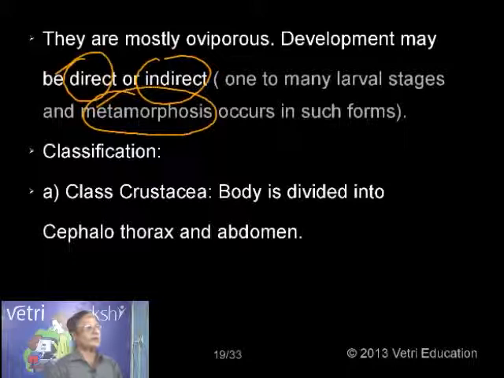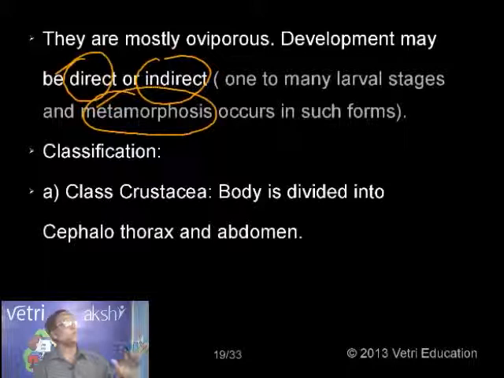The nymph is different from the larva. The nymph somewhat resembles the adult, whereas the larva is entirely different from the adult. In both cases, there are some changes happening, the shedding of the larval tissues, which we call the molting process. That is what happens during metamorphosis to convert the larva into an adult.